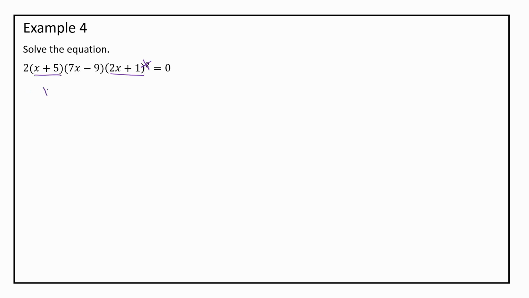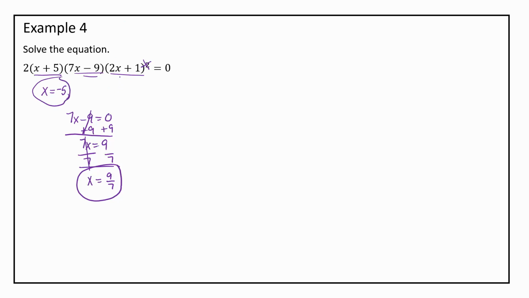But here, the number that makes x plus 5 equal 0 would be -5. Here, we might need to do some work to solve. We'd add 9, and then we would divide by 7. And so that means that x equals 9/7. And then, so we've got -5, 9/7. Here, 2x plus 1. That one might be easier to solve in your head. We want to subtract 1 and divide by 2 and get x equals -1/2.